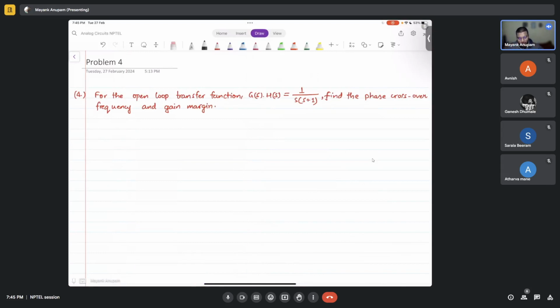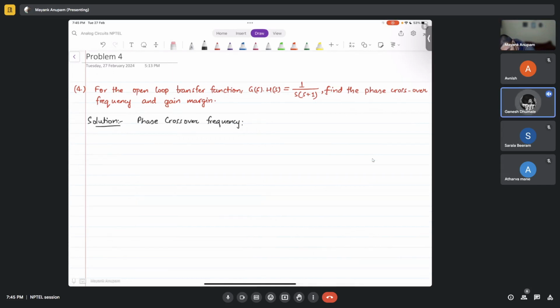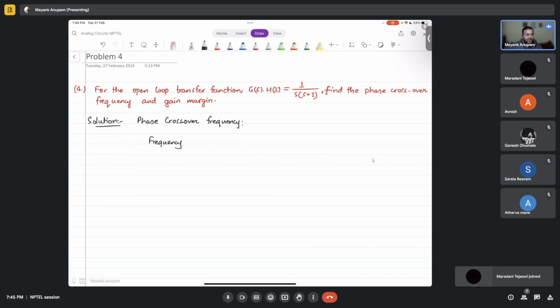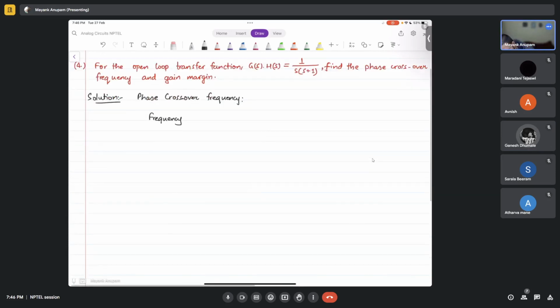Do you guys know what is the phase crossover frequency? Yes, sir. What is that? Sir, phase crossover frequency is like at omega is equal to 180 degree. Yeah, it is the frequency at which the phase becomes minus 180 degree. So, Ganesh, you were saying something. Sir, I was trying to say that, yeah, frequency is not equal to 180 degree. Okay, it's a frequency at which the phase becomes equal to minus 180 degree.